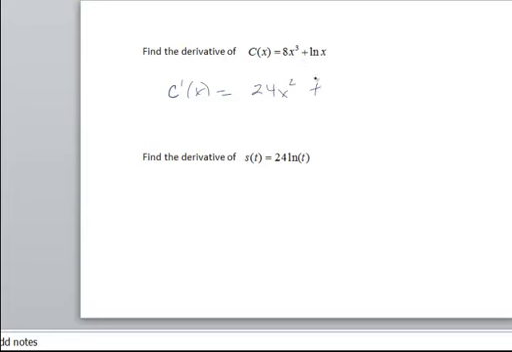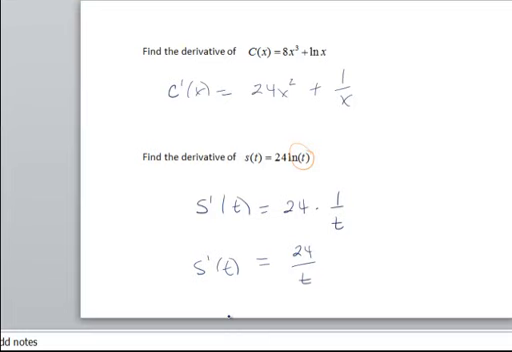1 over x. Okay. And s of t, here's another instance where I am using my constant multiple rule. S prime of t is equal to 24 times, now what is the derivative of the natural log of t? It's just 1 over t. Okay. And this should be cleaned up a little bit, so I'm going to rewrite that as 24 over t.